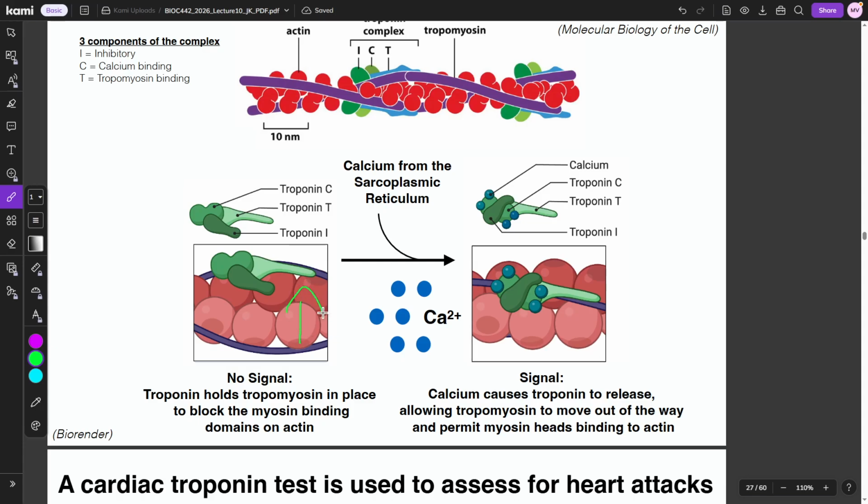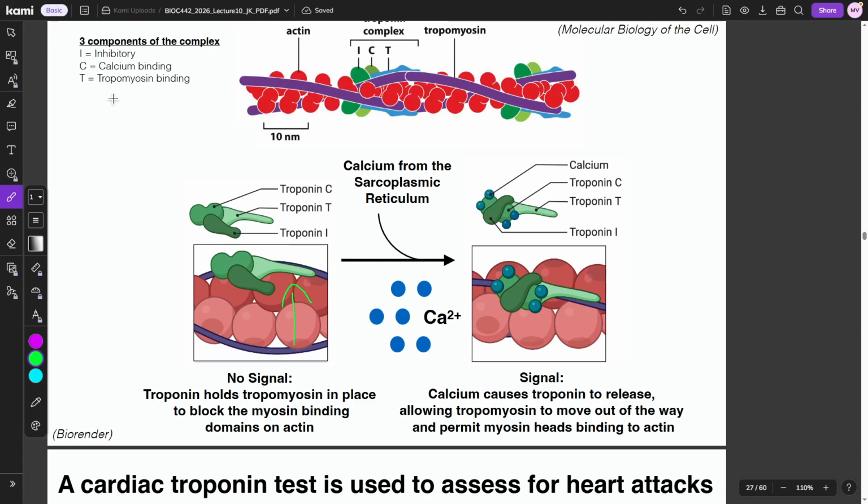So this basically moves upwards, is what's going on here. So kind of to summarize, the calcium binding region of troponin binds the calcium, which causes the inhibitory region to release. And so once the inhibitory region has released, the purple tropomyosin can move up. That's the really important part of it.